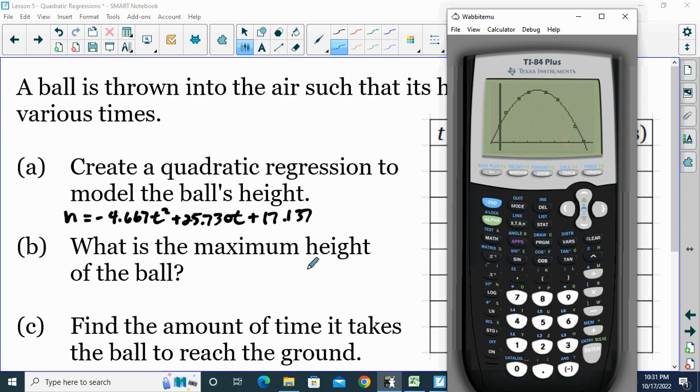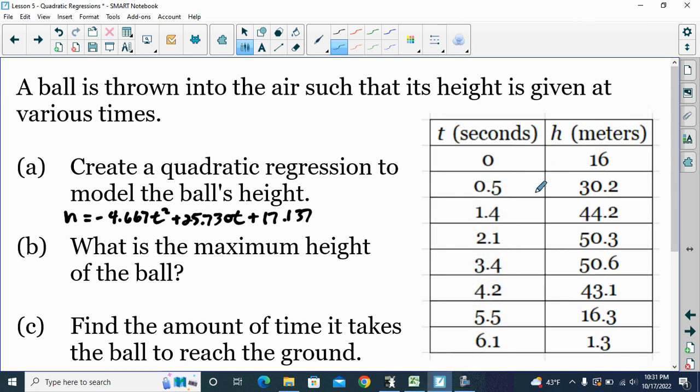Part B wants to know, based on this model, what is the maximum height of the ball? Sometimes I see students put 50.6 because that is the biggest height on the table. Just because it's the biggest height on the table doesn't mean that's the highest point that it reaches. It's certainly possible that in between 2.1 and 3.4, or maybe even between 3.4 and 4.2, it gets above 50.6.